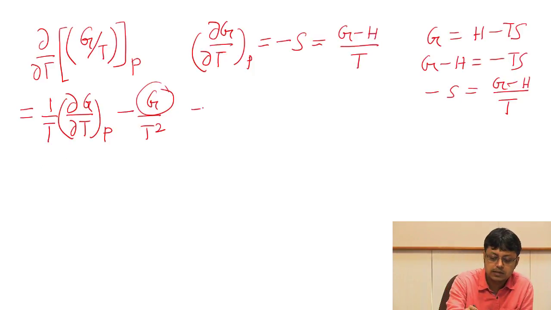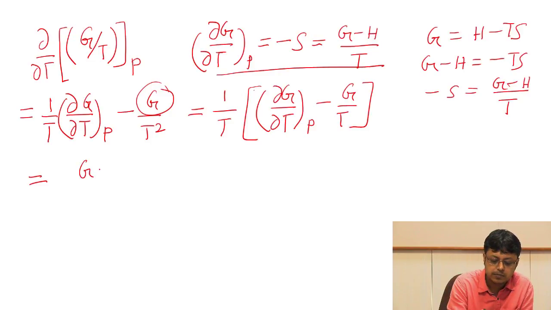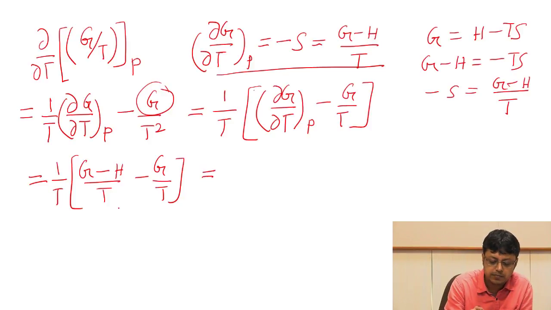Now if we put this in the equation, we can take 1 over T common, and then I have del G del T at constant P minus G over T. For del G del T at constant P, which is minus S, we write G minus H by T, minus G by T. Then this G by T factor will cancel out, and we are left with minus H by T square.